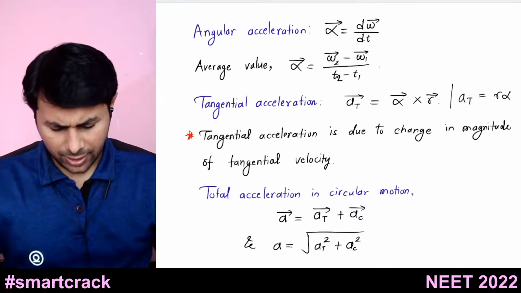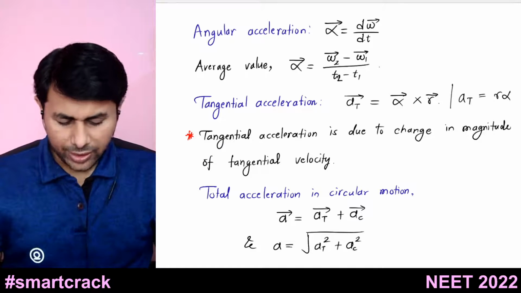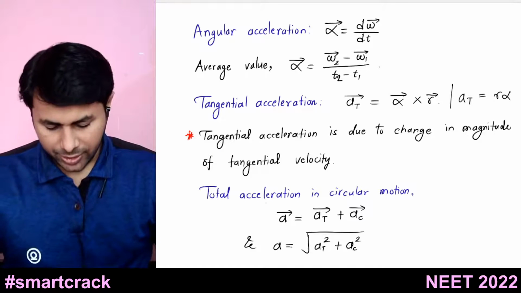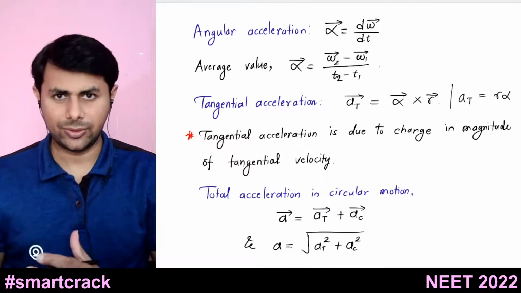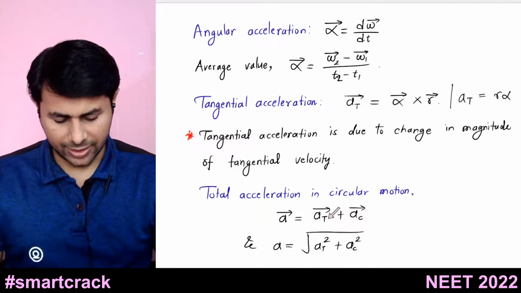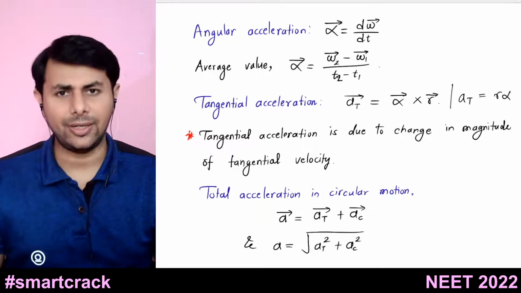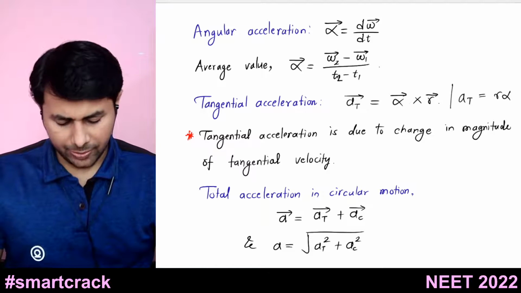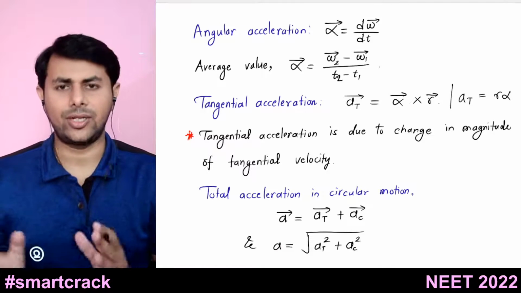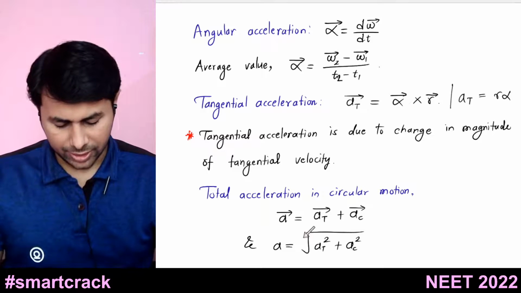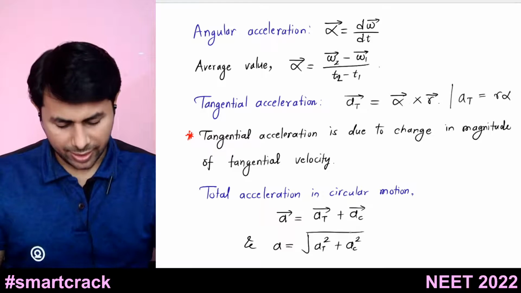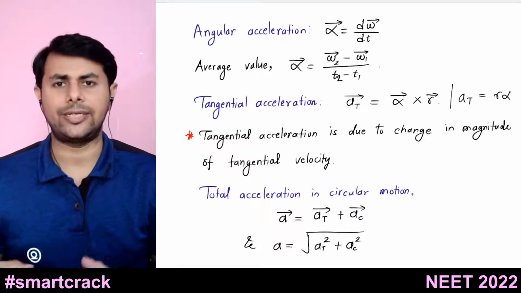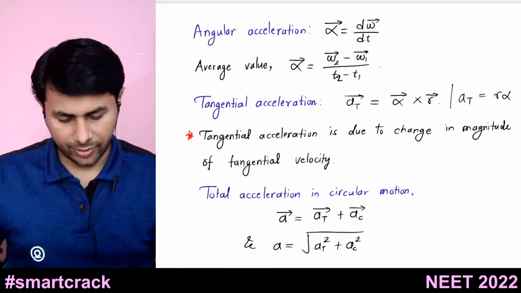Now, so there are two kinds of accelerations in circular motion. So what will be the total acceleration? It will be the sum of those two. It is the vector sum of tangential acceleration and centripetal acceleration. And if you want the magnitude of the total acceleration in circular motion, it is the square root of AT square, which is tangential acceleration square, plus AC square, which is centripetal acceleration square.